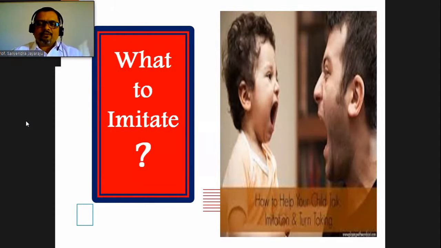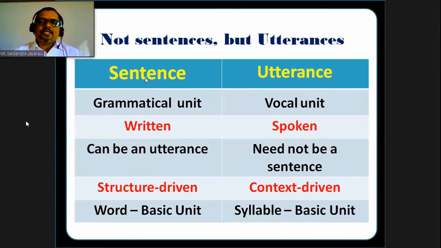But this morning, for better understanding of imitation, I would like to draw your attention to a notion called utterance. See, sentence we know, but utterances, not sentences. What is the difference between utterance and sentence? Let us try to understand this.